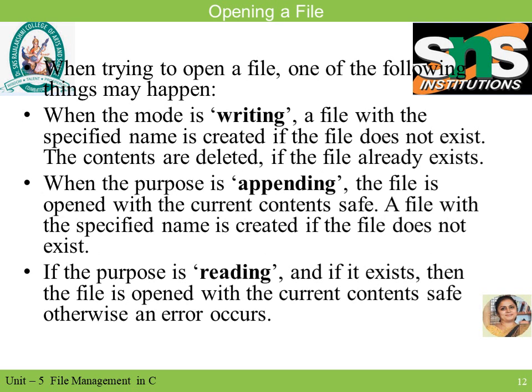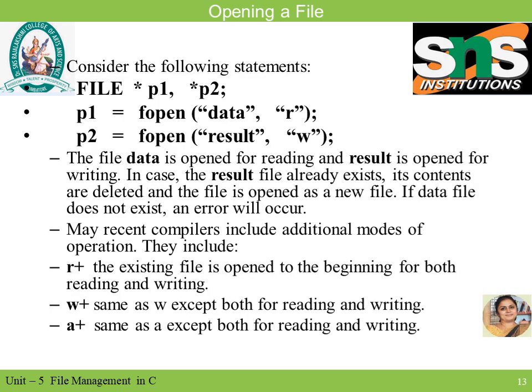When trying to open a file, one of the following things may happen. When the mode is writing, a file with the specified name is created if the file does not exist. If the file already exists, the contents are deleted. When the purpose is appending, the file is opened with current contents safe, and a file with the specified name is created if the file does not exist. If the purpose is reading and the file exists, then the file is opened with current content safe, otherwise an error occurs.